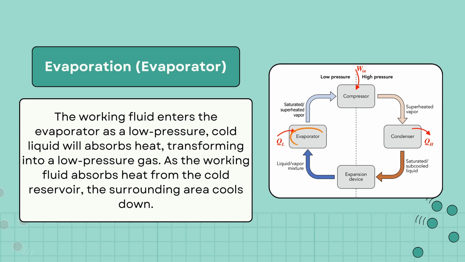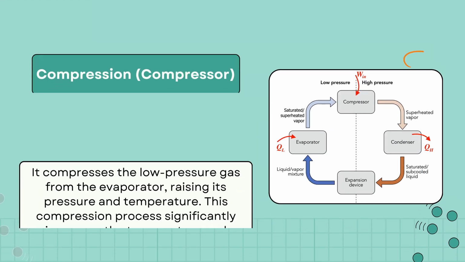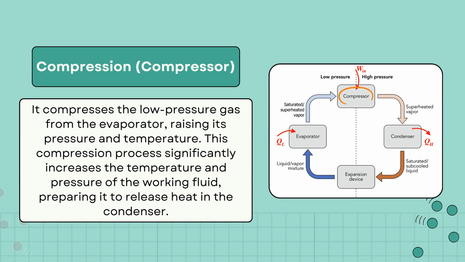First, we have evaporation. The working fluid enters the evaporator at low pressure. The cold liquid will absorb the heat, transforming it into a low pressure gas. As the working fluid absorbs heat from the cold reservoir, the surrounding areas will cool down. Second, we have compression. It compresses the low pressure gas from the evaporator, raising its temperature and pressure. This compression process significantly increases the temperature and pressure of the working fluid or refrigerant, preparing it to release heat in the condenser.